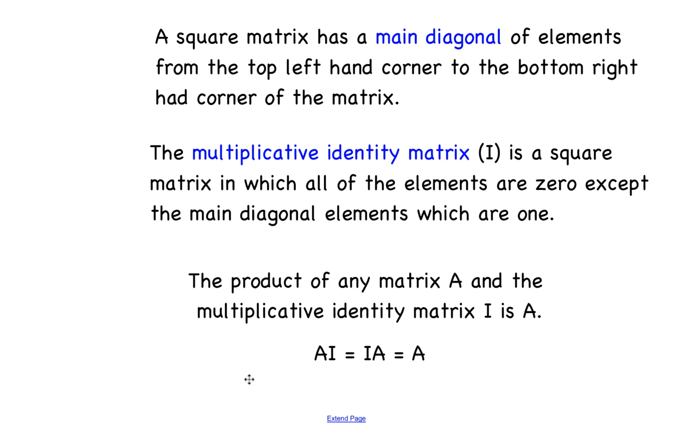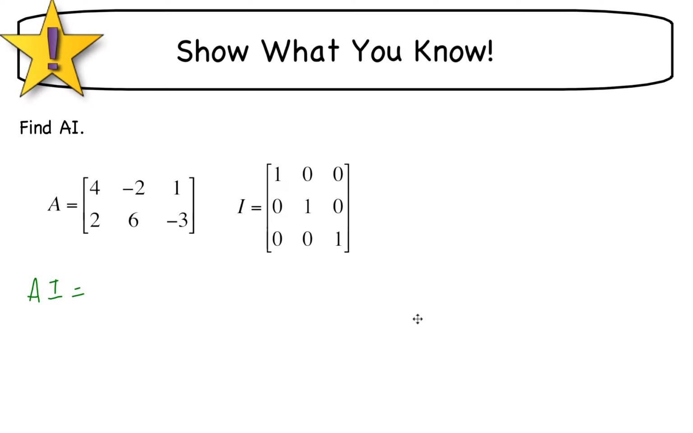And the product of any matrix and the multiplicative identity matrix gives you the matrix that you started with back again. So if you take any matrix A times the identity, no matter which way you multiply it, A times I or I times A, you're going to end up with the matrix you started with. So it says find AI. Well, if we use what we just learned, we should get A. But let's go ahead and do the multiplication.